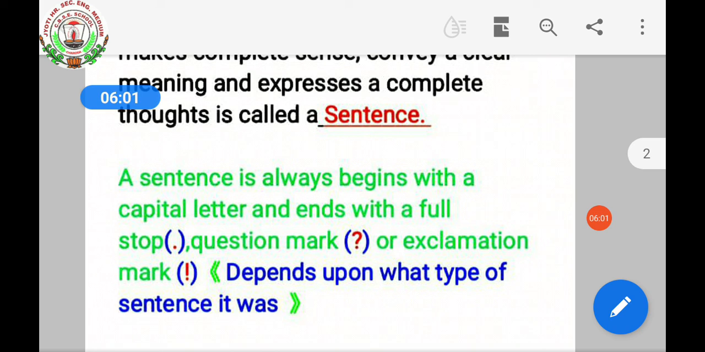तो सेंटेंस जो है हमेशा कैपिटल लेटर से शुरू होगा और एंड कहाँ होगा? फुल स्टॉप में हो सकता है वो. अगर क्वेश्चन पूछ रहे हैं तो क्वेश्चन मार्क रहेगा.